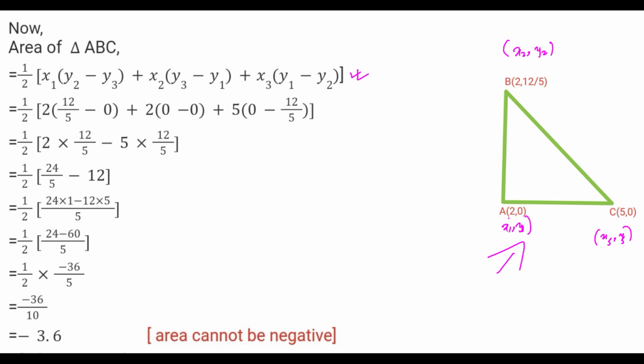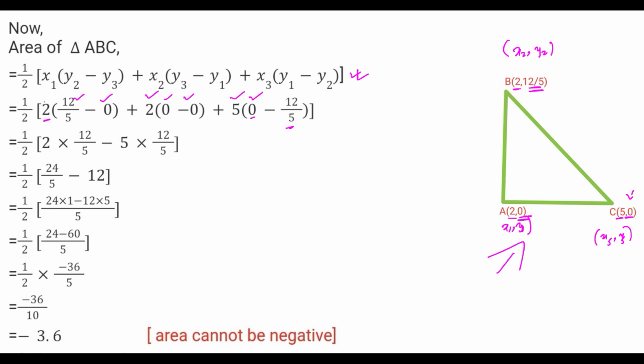x1 is how much? x1 is 2, so I've written 2 here. Then y2 is 12 by 5, so you can see here 12 by 5. y3 is 0. Then next, x2 is 2, and y3 is once again 0, and then y1 is again 0. Next is x3. If you look, x3 is 5, so I've put it here. Then y1 is again 0, and then y2 is 12 by 5 again. So that's how we put all the values here.